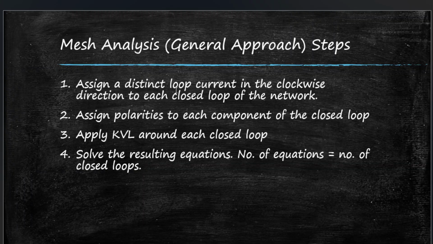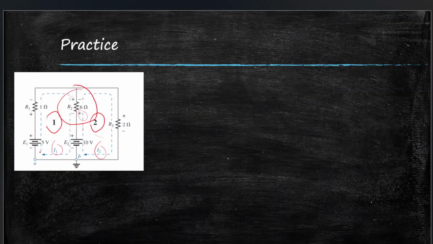Now, step two is to assign polarities to each component of the closed loop. So the sources will have their usual polarities, the larger side positive and smaller side negative. As for the resistors or the loads, we can assign them either positive-negative or negative-positive polarities. And whatever we assign, it must be consistent throughout the circuit.